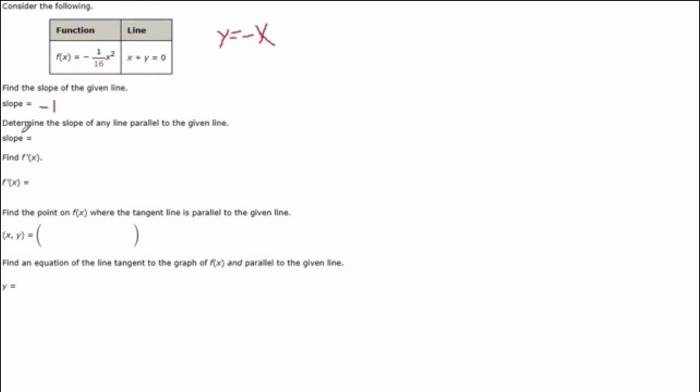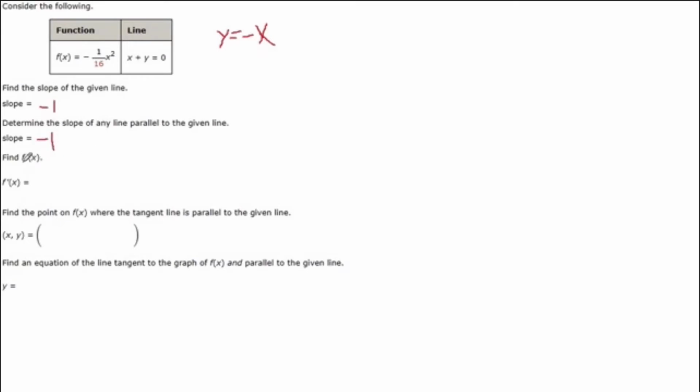Next, we need to find the slope of a line parallel to the given line. And any parallel line to a given line will just have the exact same slope, because they have to be parallel, so this would also be negative 1.